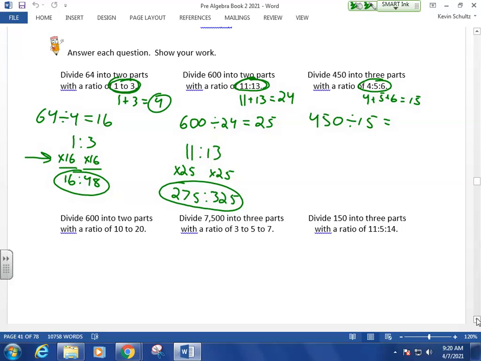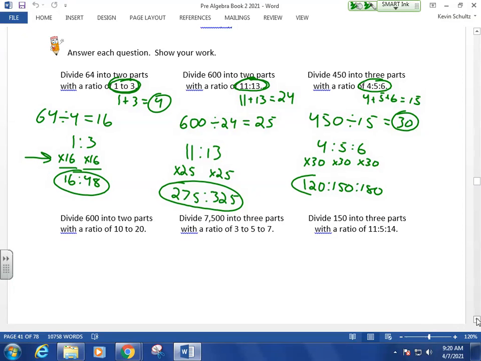And we want to figure out what 1 of something is. So 450 divided by 15 is 30, which means we want 4 30s to 5 30s to 6 30s. So 4 times 30, 5 times 30, 6 times 30 gives us 120 to 150 to 180. Okay?